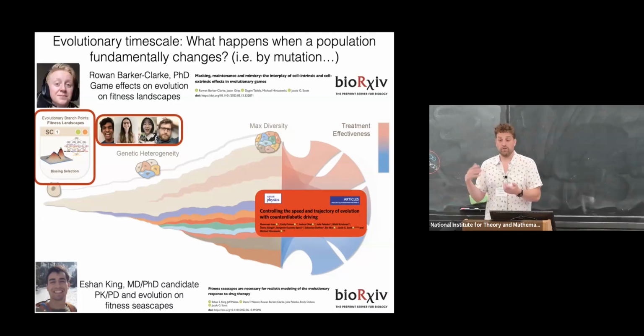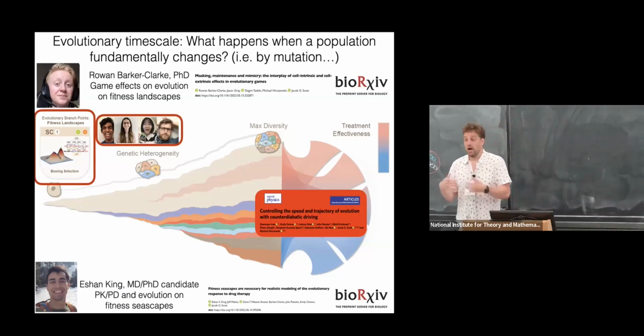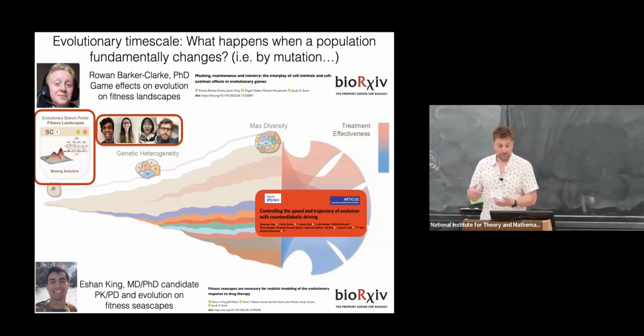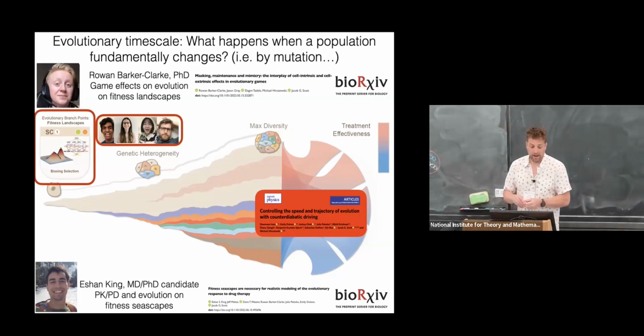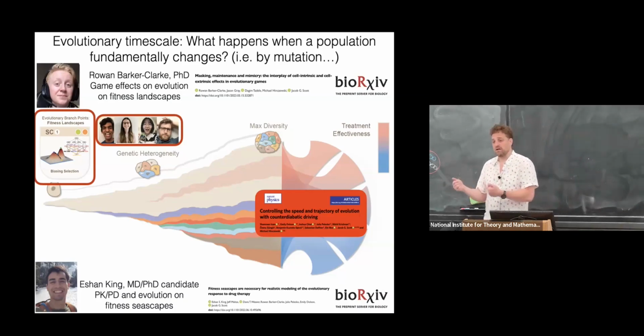So this is where we think about PopGen maybe more classically. And I'm standing in a room full of population geneticists, and I'm not one, so I apologize if that's wrong. But in this world, our lab thinks about ideas like fitness landscapes, fitness seascapes, and we think about how to maybe bias selection in some way.